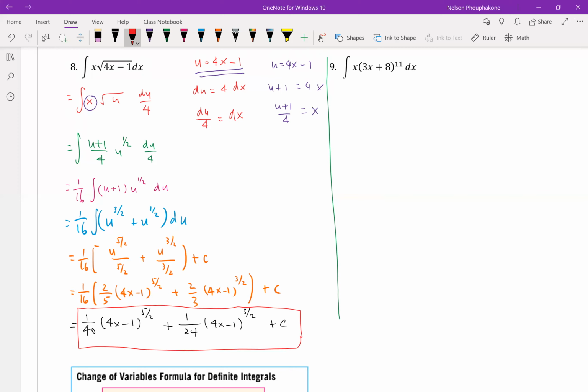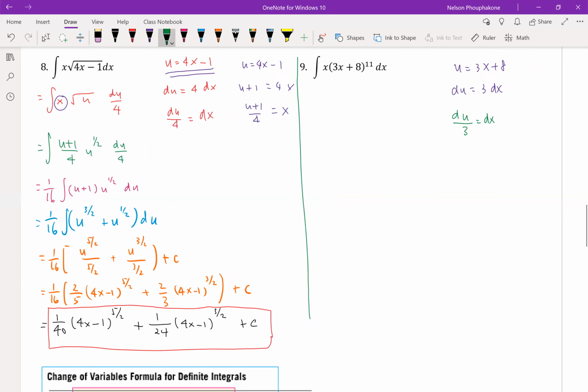Okay, so then this is what we have. Now the last problem, number 9, is really similar. So let's try to finish this. Let u equal 3x plus 8. du is 3 dx. And of course I will have du over 3 equal to dx here.